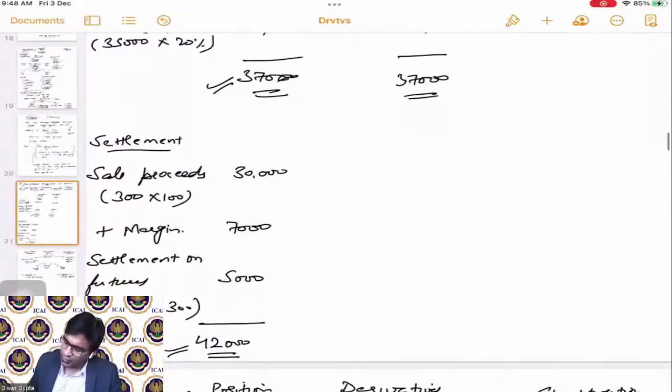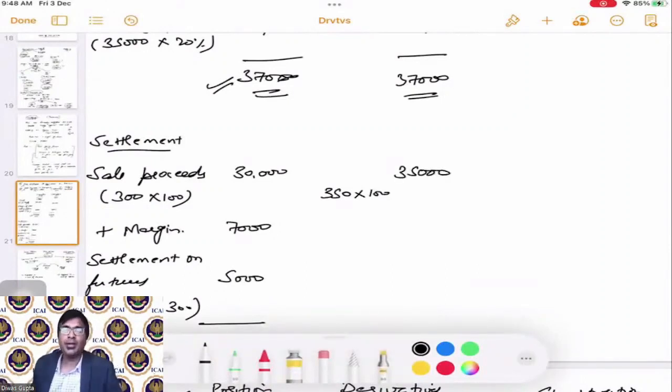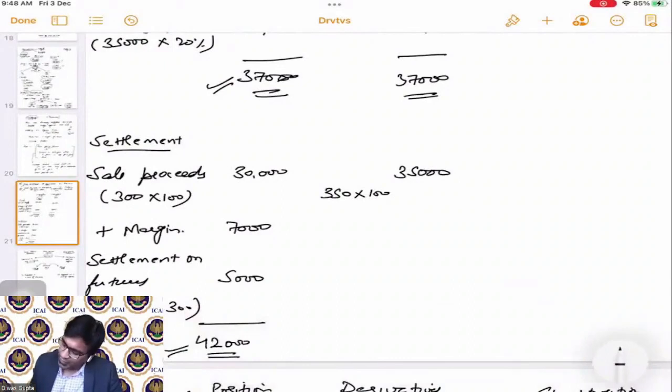Okay. Now coming to the settlement. Settlement sale proceeds, how much will you get? 350 multiplied by 100. You will get sale proceeds of 35,000. Very good. You have purchased at 300, your closing price is 350, you will get 35,000. How much margin will you get? You will get, as of now, the entire 7,000 margin because we are taking the settlement separately.